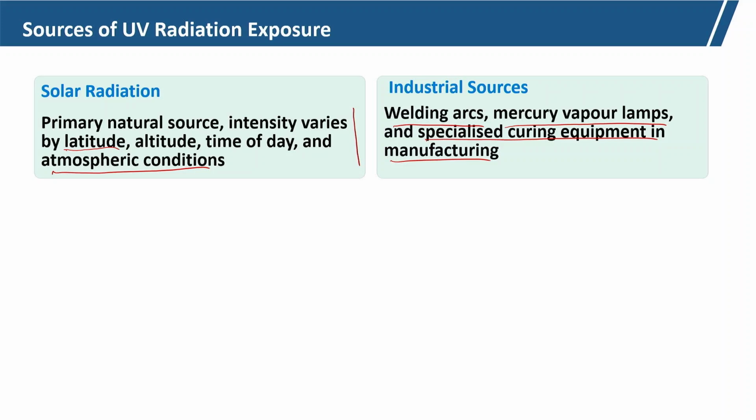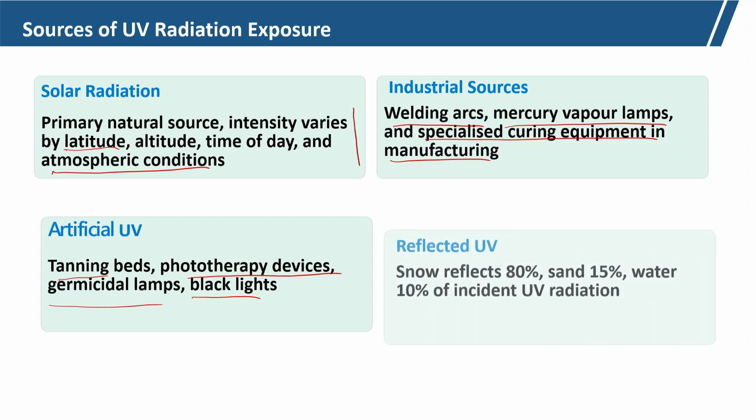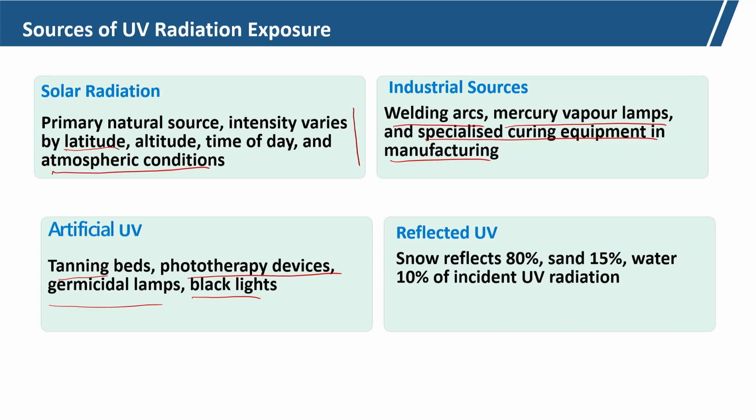After industrial sources, next is the artificial UV. Tanning bed, photography device, germicidal lamps, black lights. All these are good sources of UV. So, artificial UV we get from all these things, so we should protect ourselves.